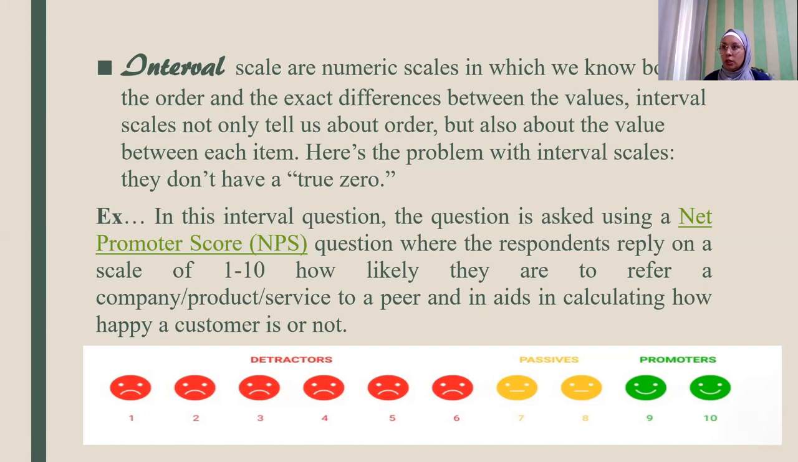So I have the interval: it's a kind of numeric scale in which I know the exact difference between the values and I know the order of it. But what does it miss? It misses the true zero. I don't have the true zero. Okay? These are the scale types.